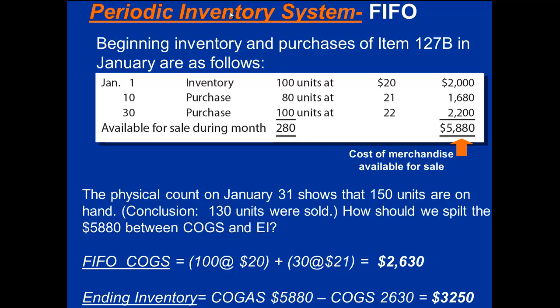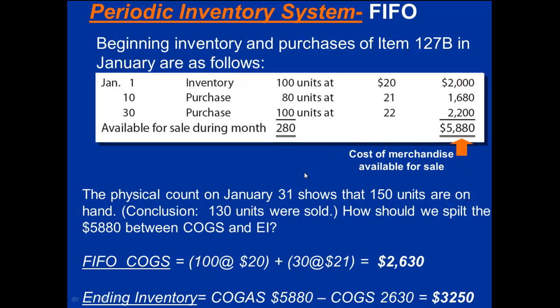So we had a total of 280 units available for us to sell during the month. We started out with 100 units, and then we purchased 80 at $21 and 100 at $22. The total cost of these 280 units is $5,880. It says based on a physical count, there are 150 units on hand. 280 available, and if there are 150 left, that means 130 were sold. Now we just have to choose which ones were sold.